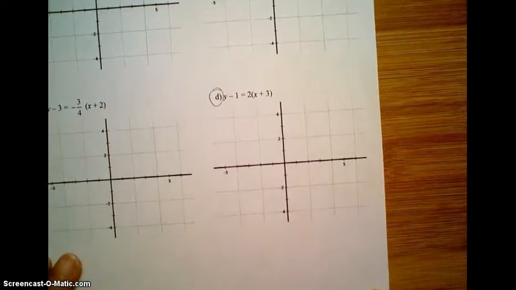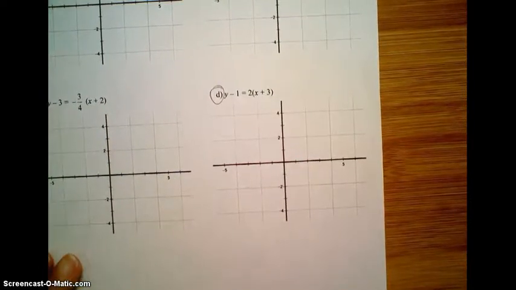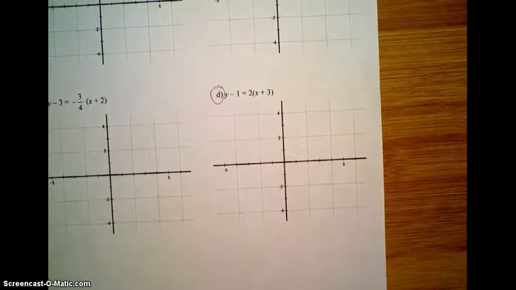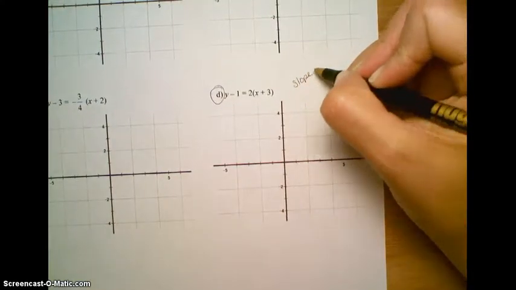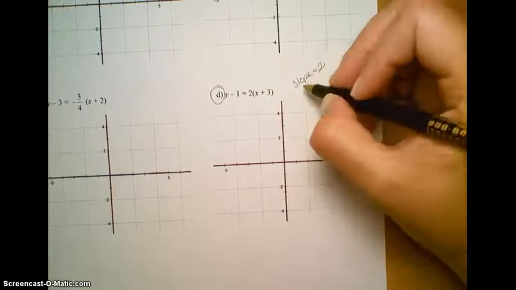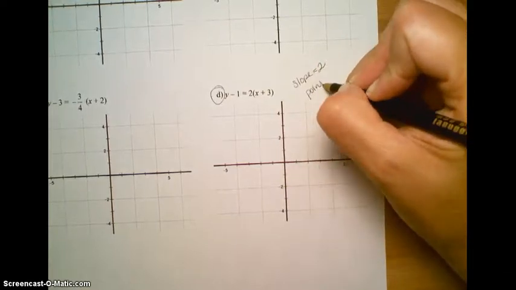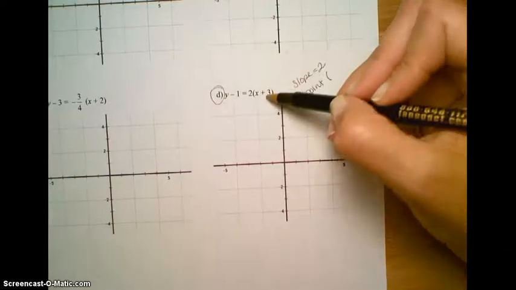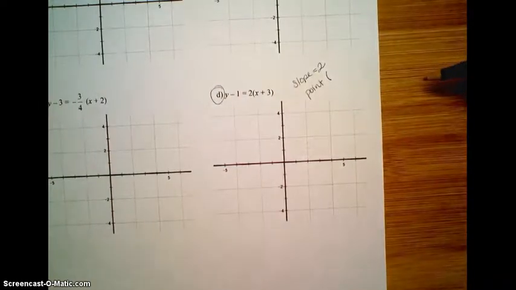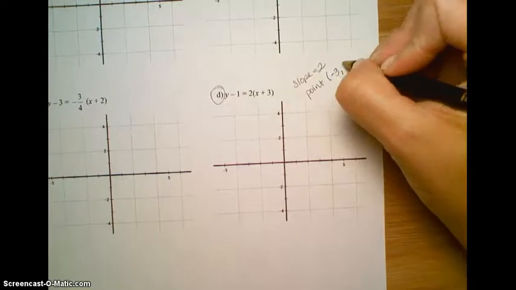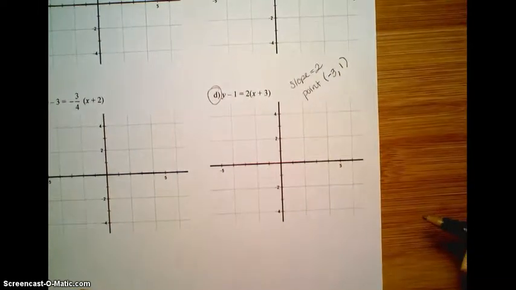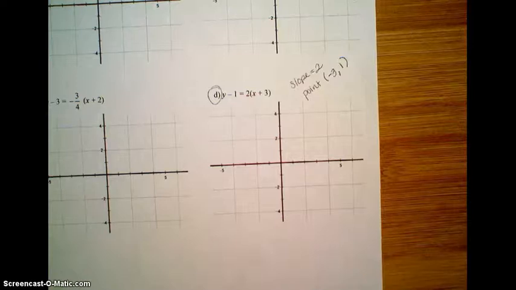In example D, which form are we in? If you said point slope, you are correct. So reading this, we see that our slope is 2, and the point that the line is passing through is going to be, go ahead, you know it, just go ahead and say it. That's right, it's negative 3, 1. So once again, we're going to graph that point and count out our slope and make our graph, so try it on your own.